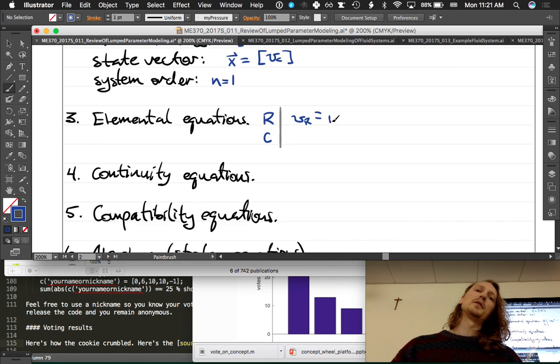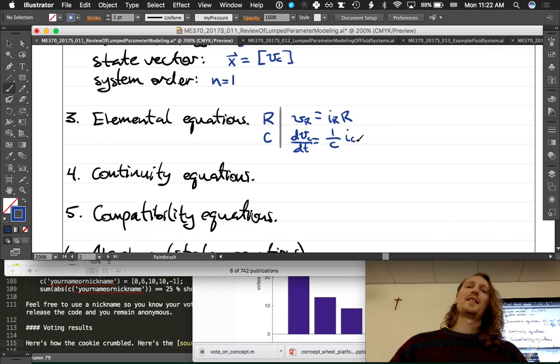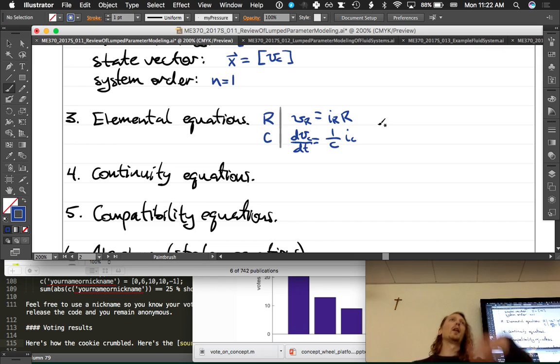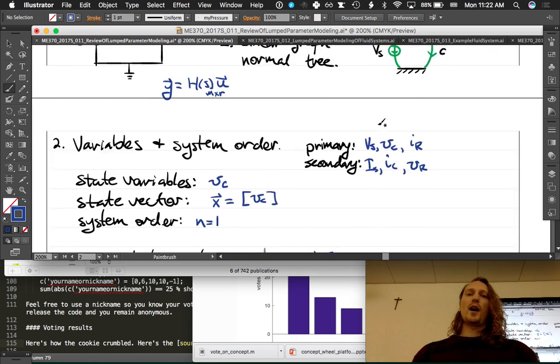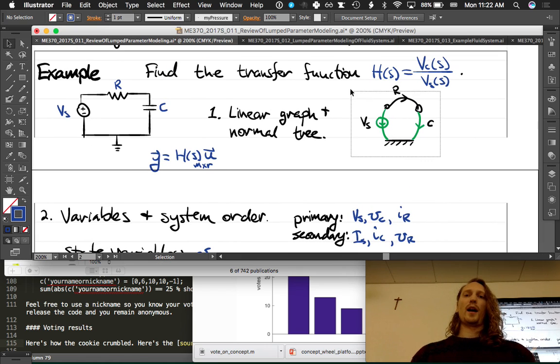VR equals IR times R. And then, what was the C one? DVC. So, these just come from above. We wrote down what the elemental equations were for those three common components. And now we get to write the continuity equations. And I'm going to copy the linear graph down just so that we have it here to look at while we write.